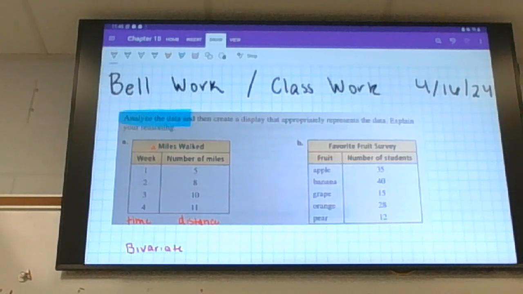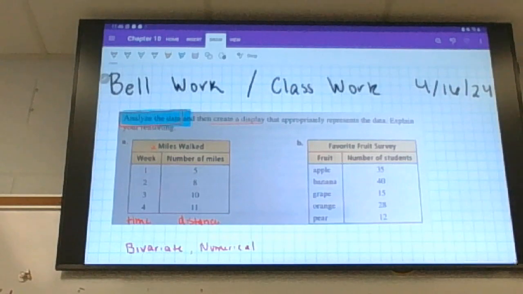Now, miles walked can be averaged. You can do math. With miles walked, you can find the range, you can find the minimum, you can find the maximum. So I'm going to also say that it's numerical bivariate. And so all of that falls into this short little direction, analyze the data. Okay. Now, what's going to take a while is creating a display.